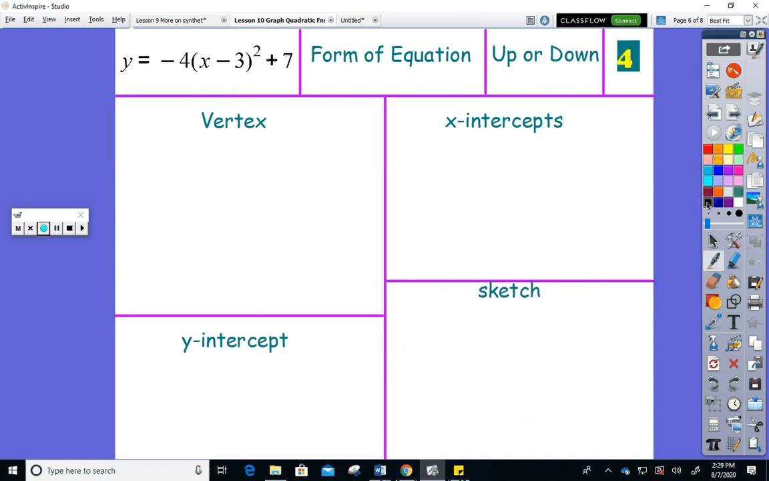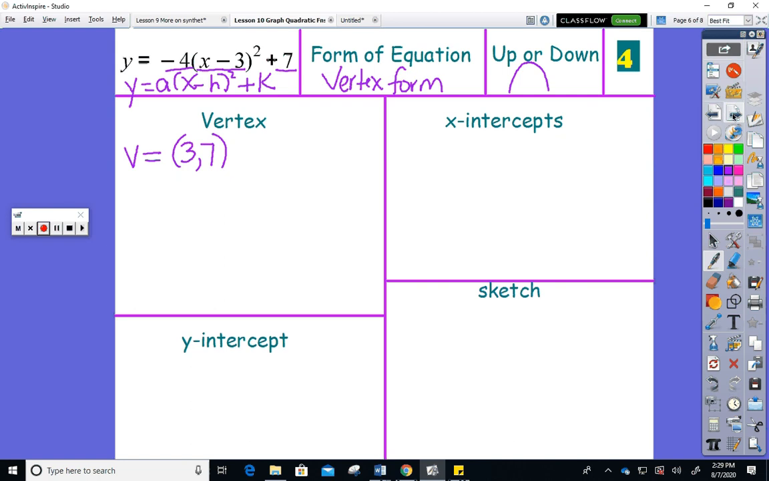So on this one, are you seeing that it is in the form y equals a times x minus h squared plus k, meaning vertex form? Yep, this is my favorite one for sure. Are you seeing that the a is -4, and since it's negative, the parabola is upside down? Are you reading the vertex super duper easily? That x minus 3 tells you it's 3, and the 7 tells you it's (3, 7). I'm going to the next problem.